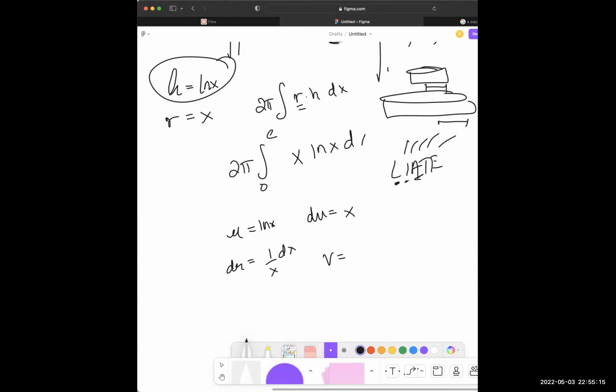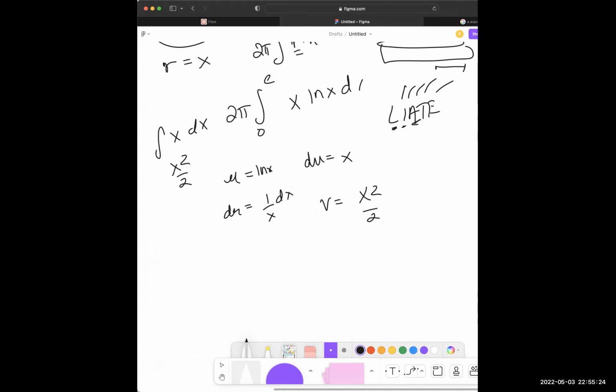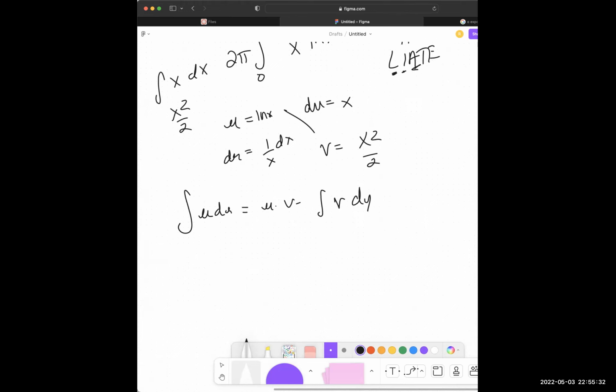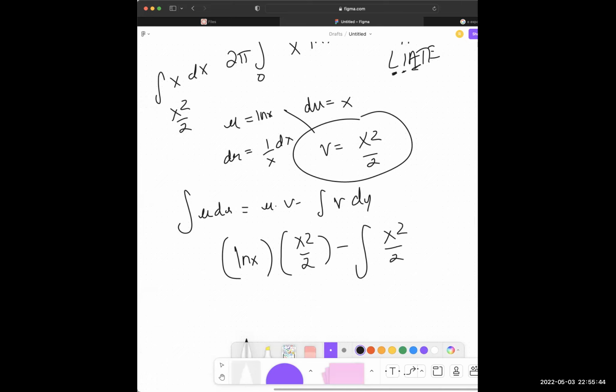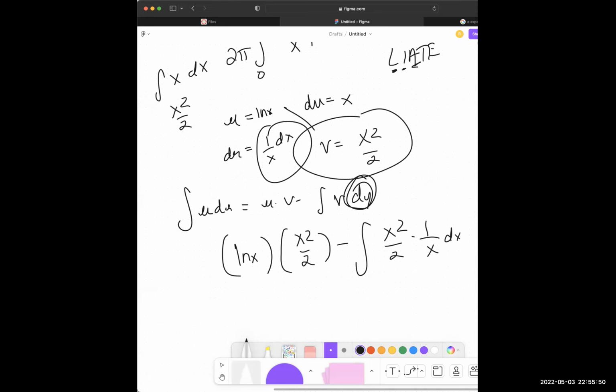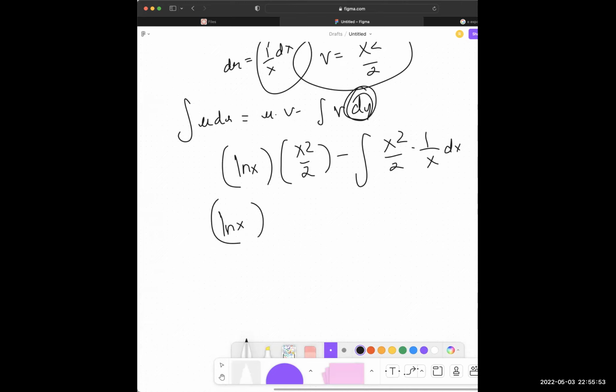And then v is equal to the integral of that. If we take the integral of x dx, it's x squared over 2. Therefore, v is x squared over 2. Then we pull out the formula. It's very textbook: the integral of u dv equals u times v minus the integral of v du. So u times v is ln of x times x squared over 2, minus the integral of v du. So we want to take the integral of x squared over 2, but then we have to put the du as well. The du is 1 over x dx, so we have to do some simplification here. We have ln of x times x squared over 2, minus, and these x's cancel out.